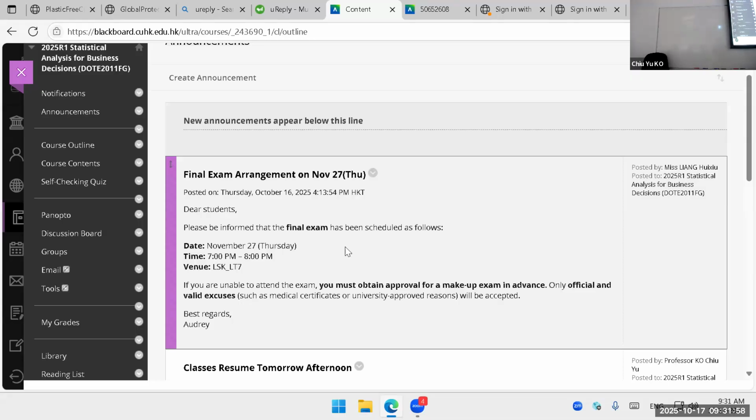But otherwise, for any reason other than an emergency, you have to have approval in advance to allow you to make up. Otherwise, makeup will not be allowed. So that was the first thing.